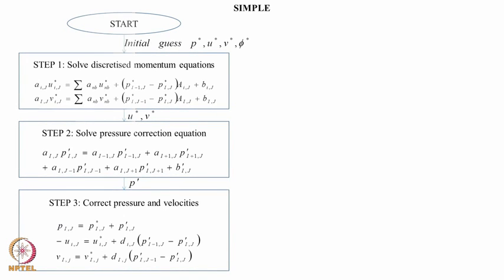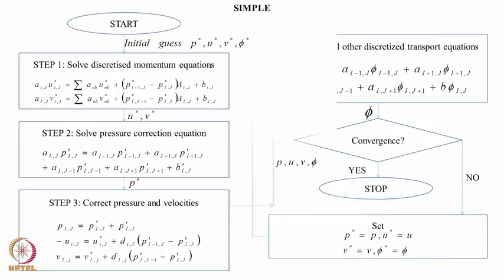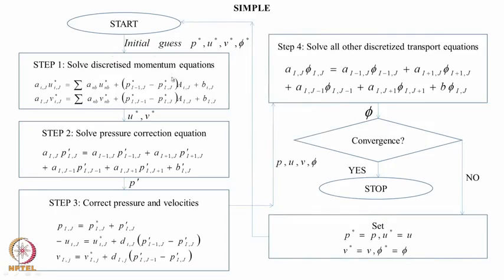SIMPLE algorithm is shown in the flow chart here. We start with the guess values, solve the discretized momentum equation to get u star, v star, and this is used in the continuity equation to obtain the pressure correction equation. Once you solve this equation, you get p prime, and that is used to correct pressure as well as velocity as shown here. Once you solve pressure, velocities, then you can take up any other scalar equation which is given here with the symbol phi.